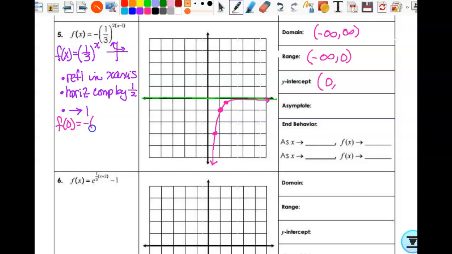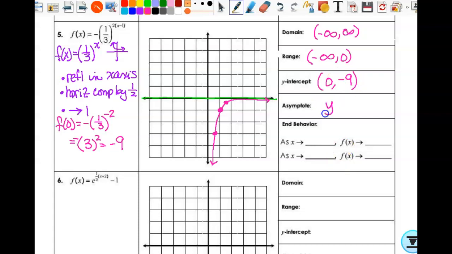F of 0 is negative 1/3 to the 2 times 0 minus 1 power. If I put a 0 in here, that makes that a negative 1, which makes this the negative 2 power. There's still a negative out there. The negative exponent flips it over, so I get squared. 3 squared is 9. Make that negative, I get a negative 9. So (0, negative 9) is my y-intercept.